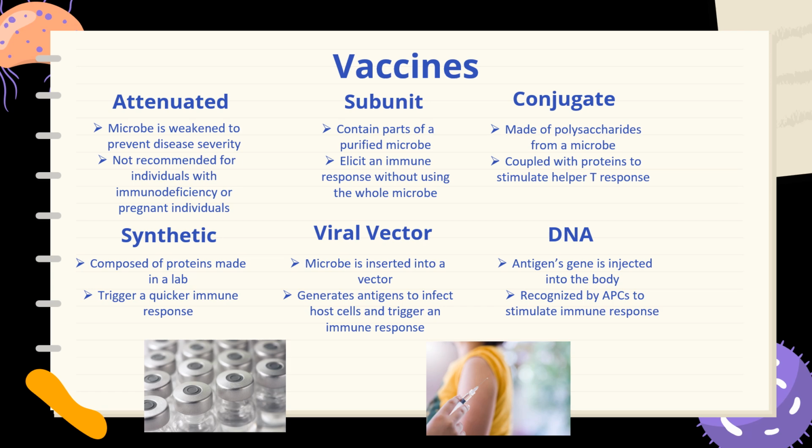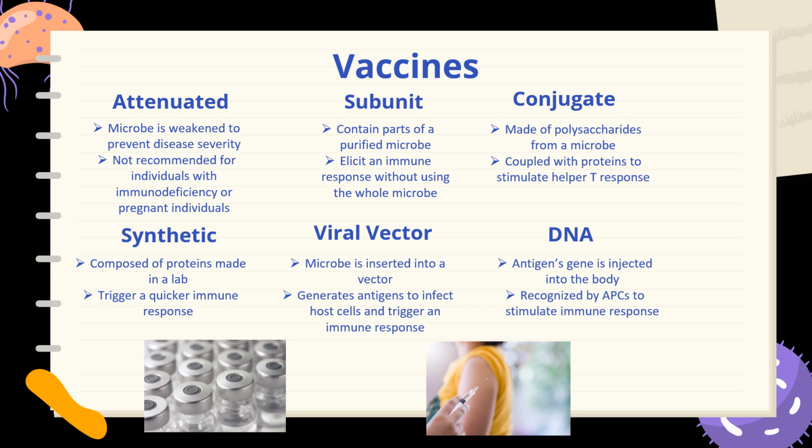A subunit vaccine contains parts of a purified microbe that are needed to elicit a response. These parts can be proteins or polysaccharides that make up the microbe. A conjugate vaccine is made of polysaccharides from a microbe that require additional help, so they are coupled with proteins that can stimulate a helper T cell response. Unlike other vaccines that can be cultured, synthetic vaccines consist of proteins made in a lab. They often elicit an immune response more quickly.